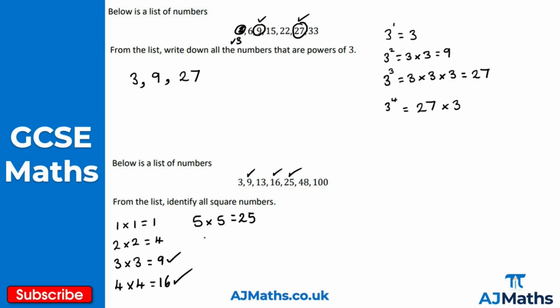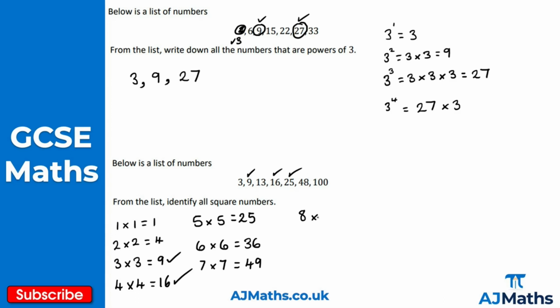So let's just keep going, see if we can find the last two here, or whether those last two numbers are square numbers. So 6 times 6, that would give me 36. 7 times 7, that would give me 49. So that's very close to 48, but it isn't a square number, 48. Okay, if it were 49, we'd highlight that, but it's 48, so we don't.